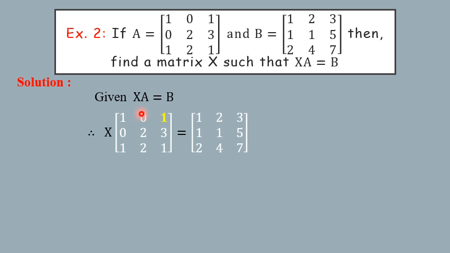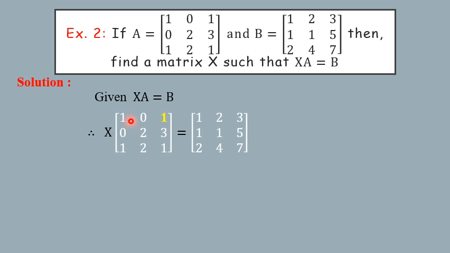To reduce matrix A to the identity matrix by using suitable column transformations, first we reduce this element to 1. Then by using this first column, we have to reduce these two elements to 0. Then we have to reduce this element to 1. Then by using the second column, we have to reduce these two elements to 0. Then we have to reduce this element to 1, and after that by using the third column, we have to reduce these two elements to 0.